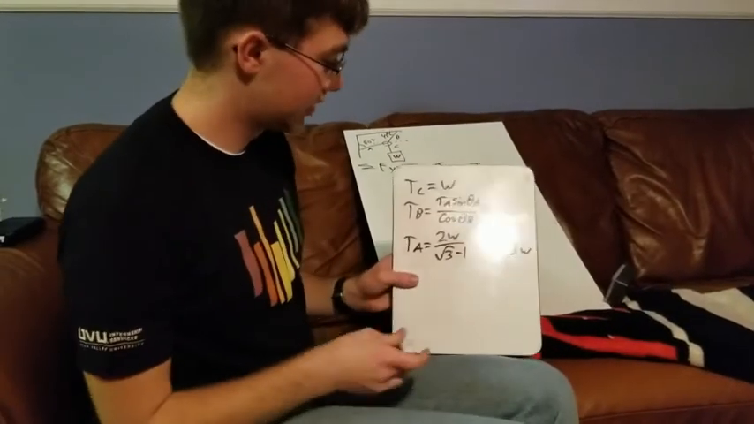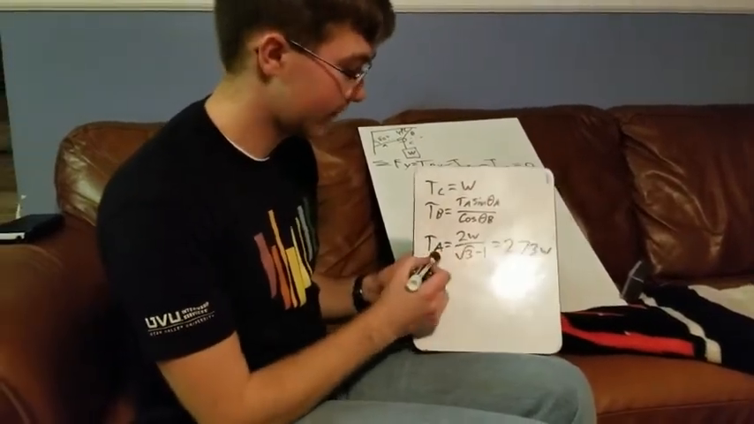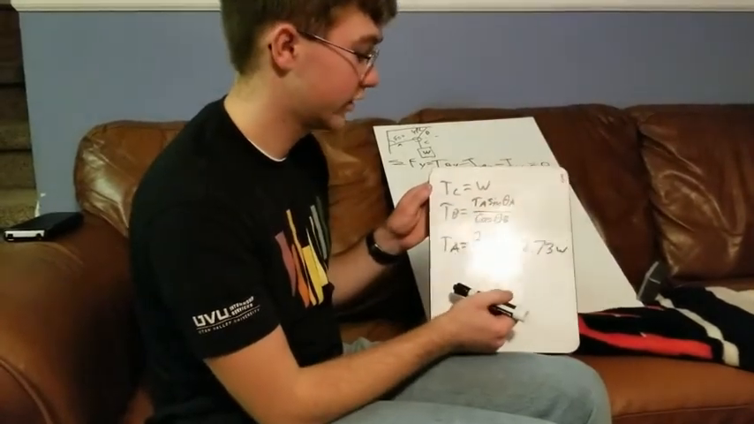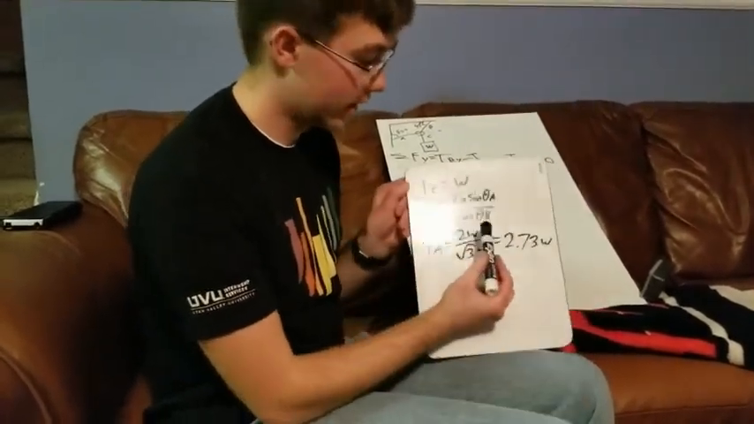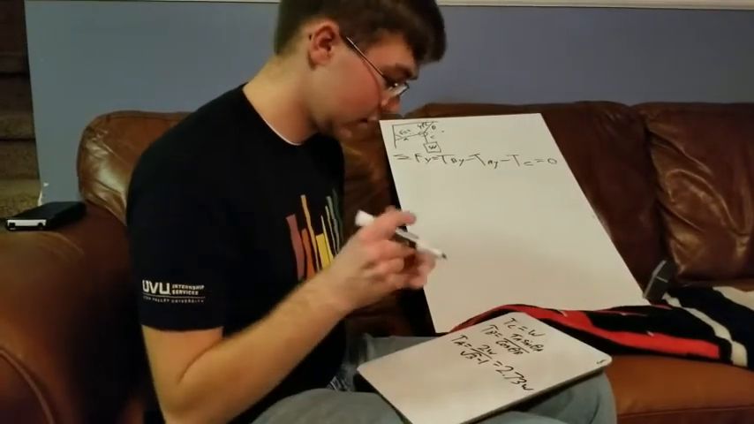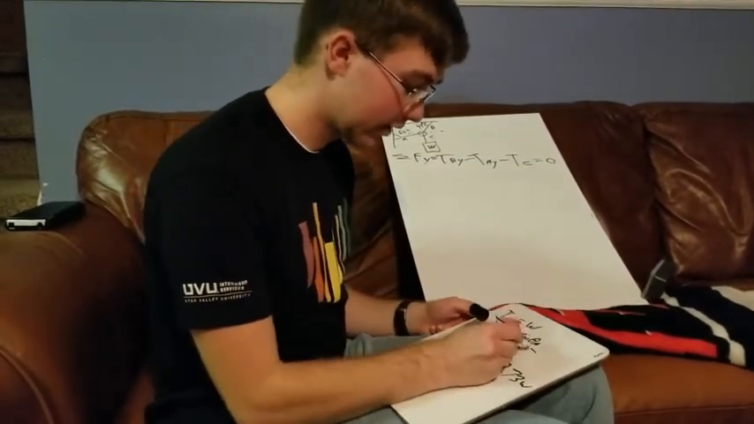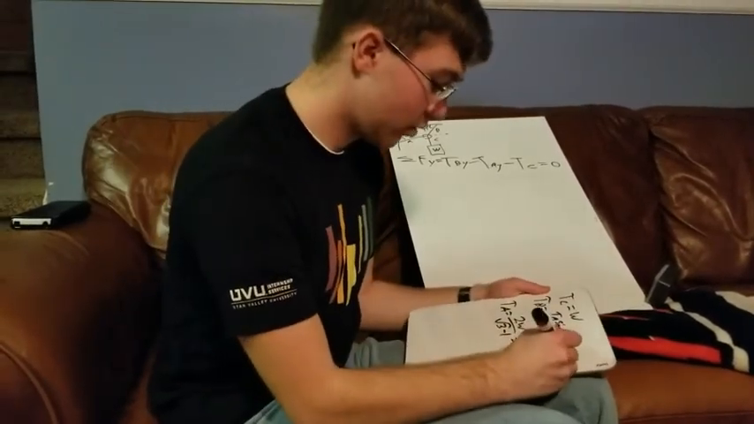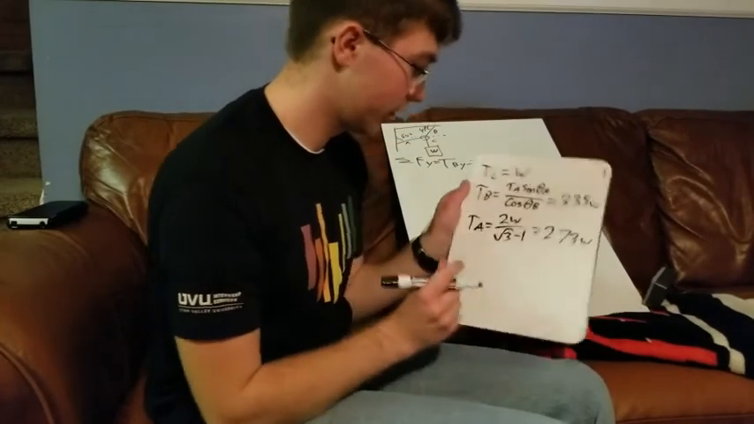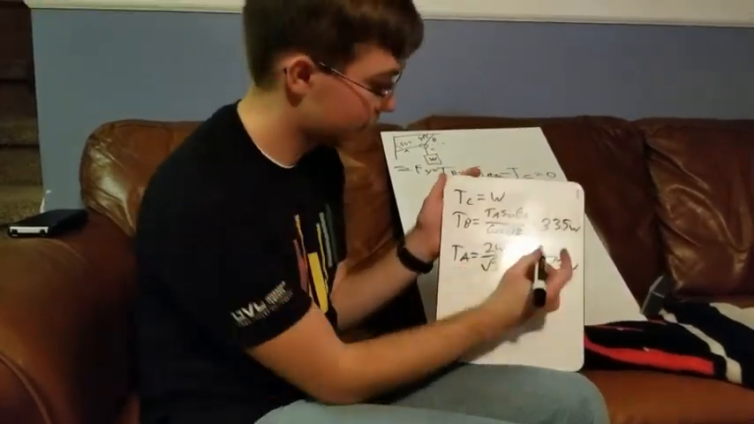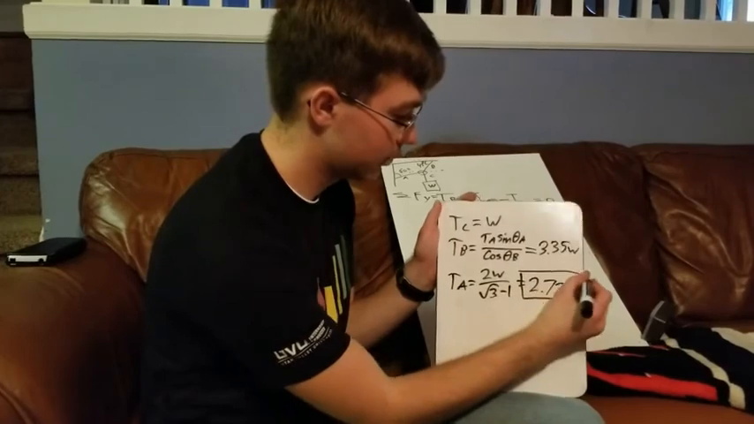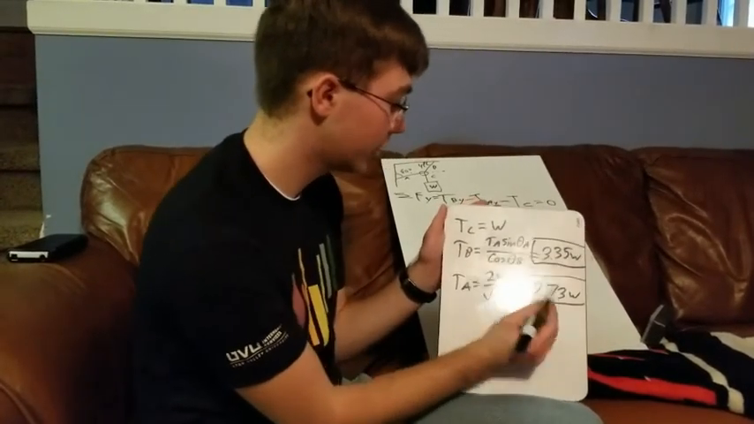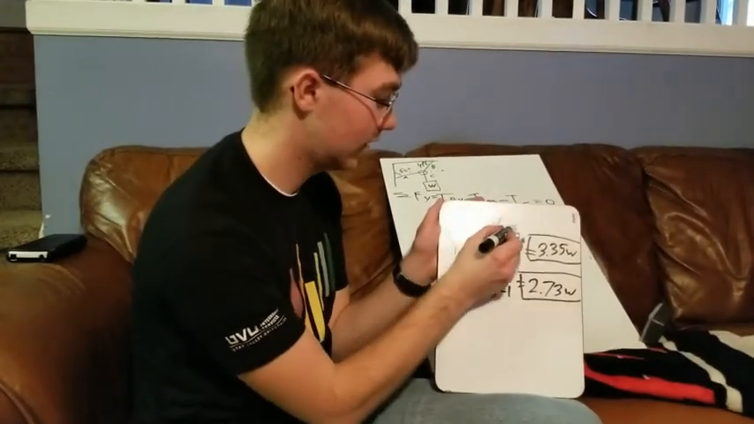And now I can take my tension A that I found and plug it into my tension B equation along with their angles. If I put that into the calculator, that gives me that tension B equals 3.35 W. So tension A in this system is 2.73 W, tension B is 3.35 W, while tension C equals W.